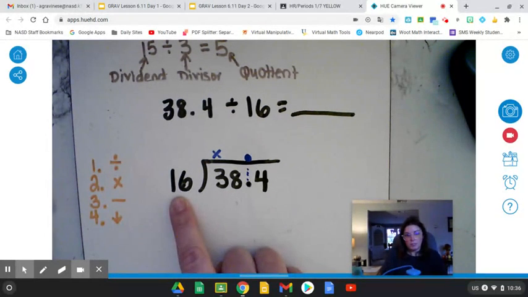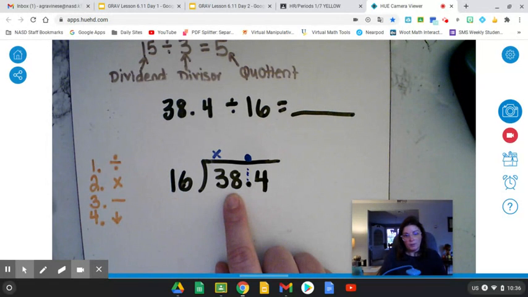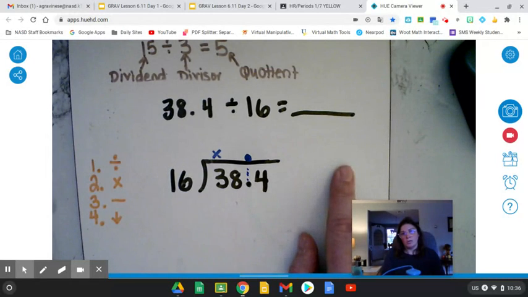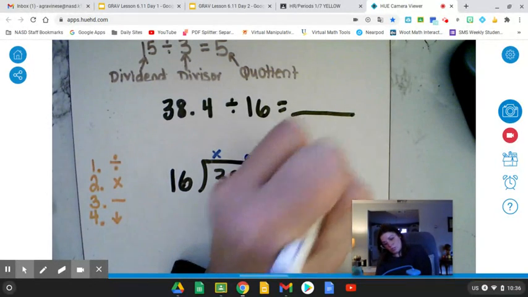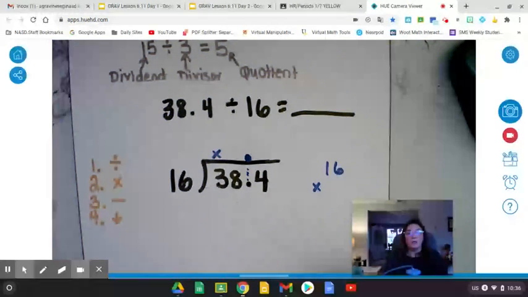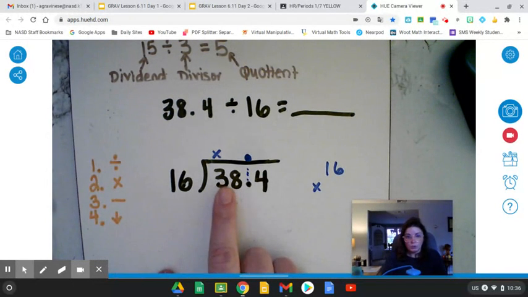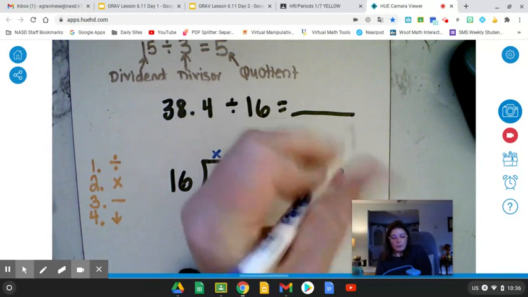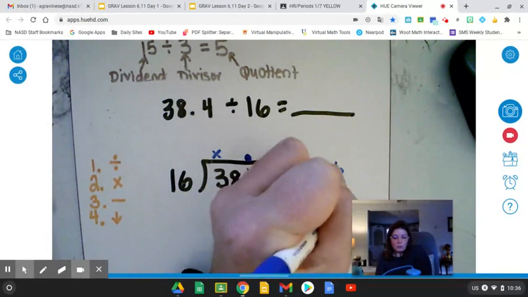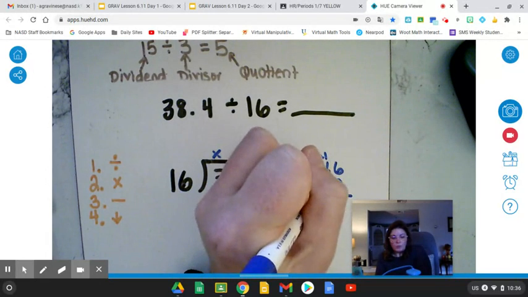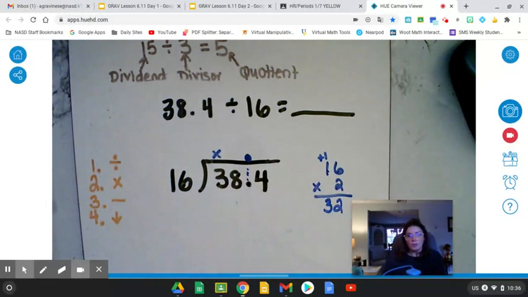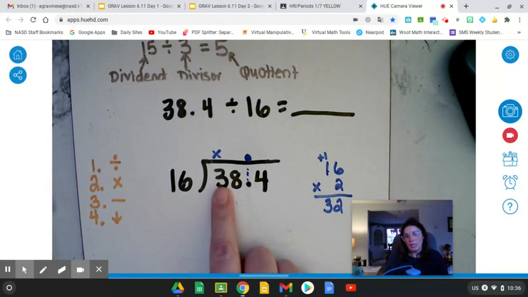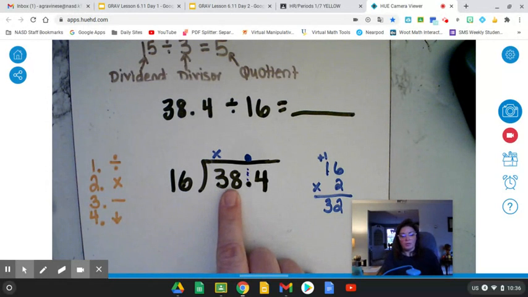Now we move to 38. How many groups of 16 can I take out of 38? And here, if you don't know your multiples of 16, you have to do some scratch work on the side. So here's where you might want to start taking 16 and multiplying it by single digits to get to 38 without going over it. So let's try 16 times 2. 2 times 6 is 12. 2 times 1 is 2, plus 1 is 3. So if I take out 2 groups of 16, I get 32. And I know I can't go any more than that because it would be way over 38.